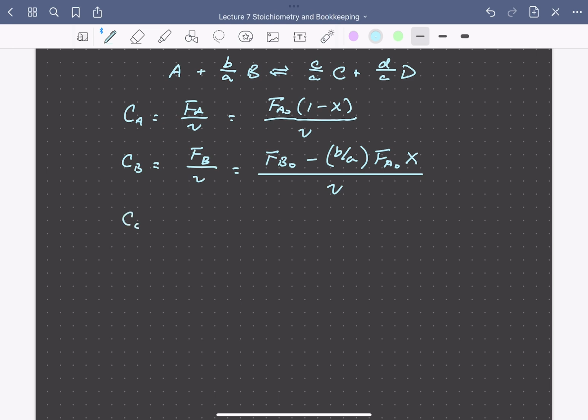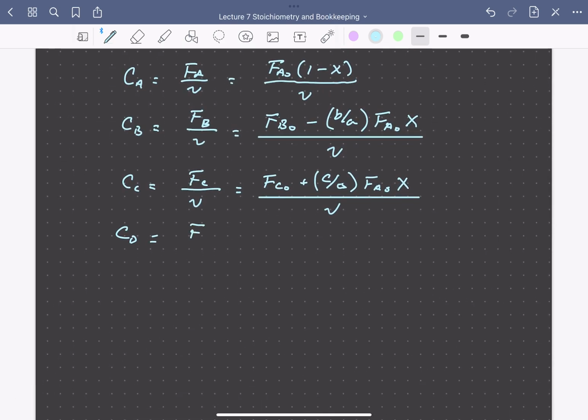So for the concentration of C, again, that's just going to be the molar flow rate of C divided by the volumetric flow rate. So that depends on how much C we fed initially, and then that molar flow rate of C is going to increase as the reaction proceeds, and the amount of C that we are producing depends on the ratio of the stoichiometric coefficients of C and A, and how much A is being reacted. And then we'll have an identical expression for D.